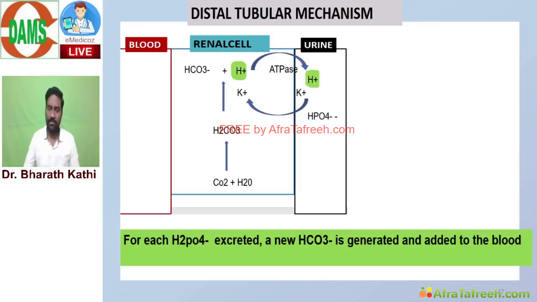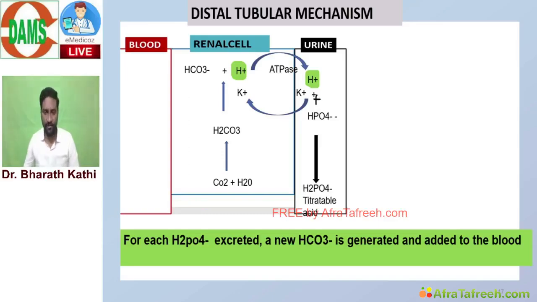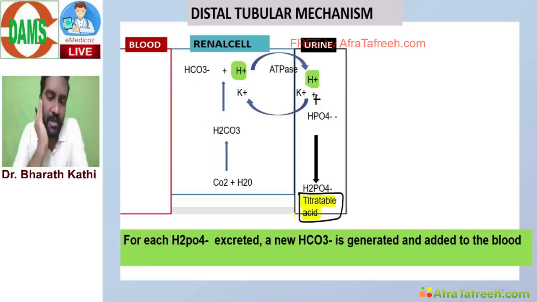Now what happens is, in the urine there is a buffer HPO4 2 minus. So this is monohydrogen phosphate. These two bind together and form H2PO4. Now the H plus excreted as H2PO4, for all practical purposes, is also called titratable acid. When they ask you what is titratable acid, it is the acid or H plus excreted as H2PO4.